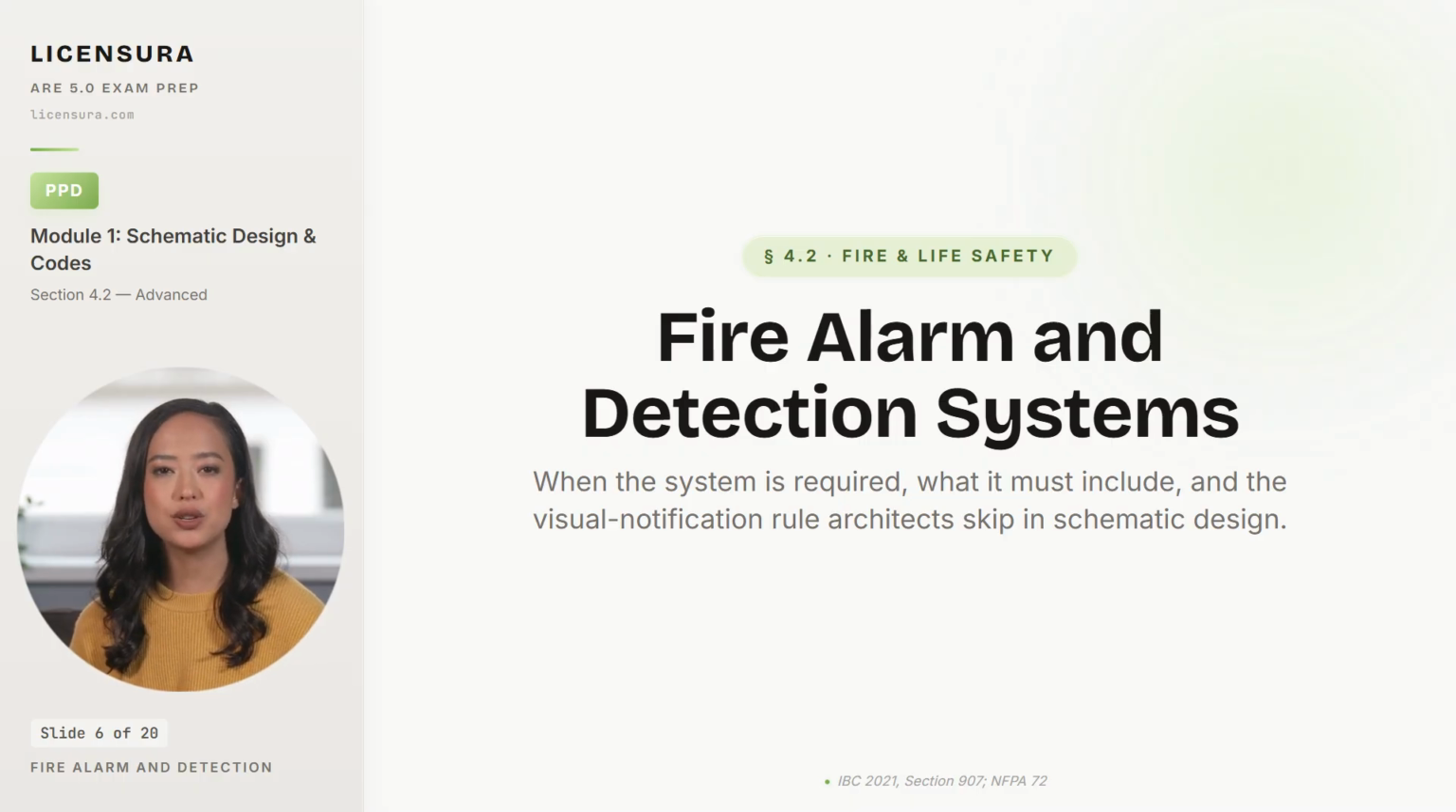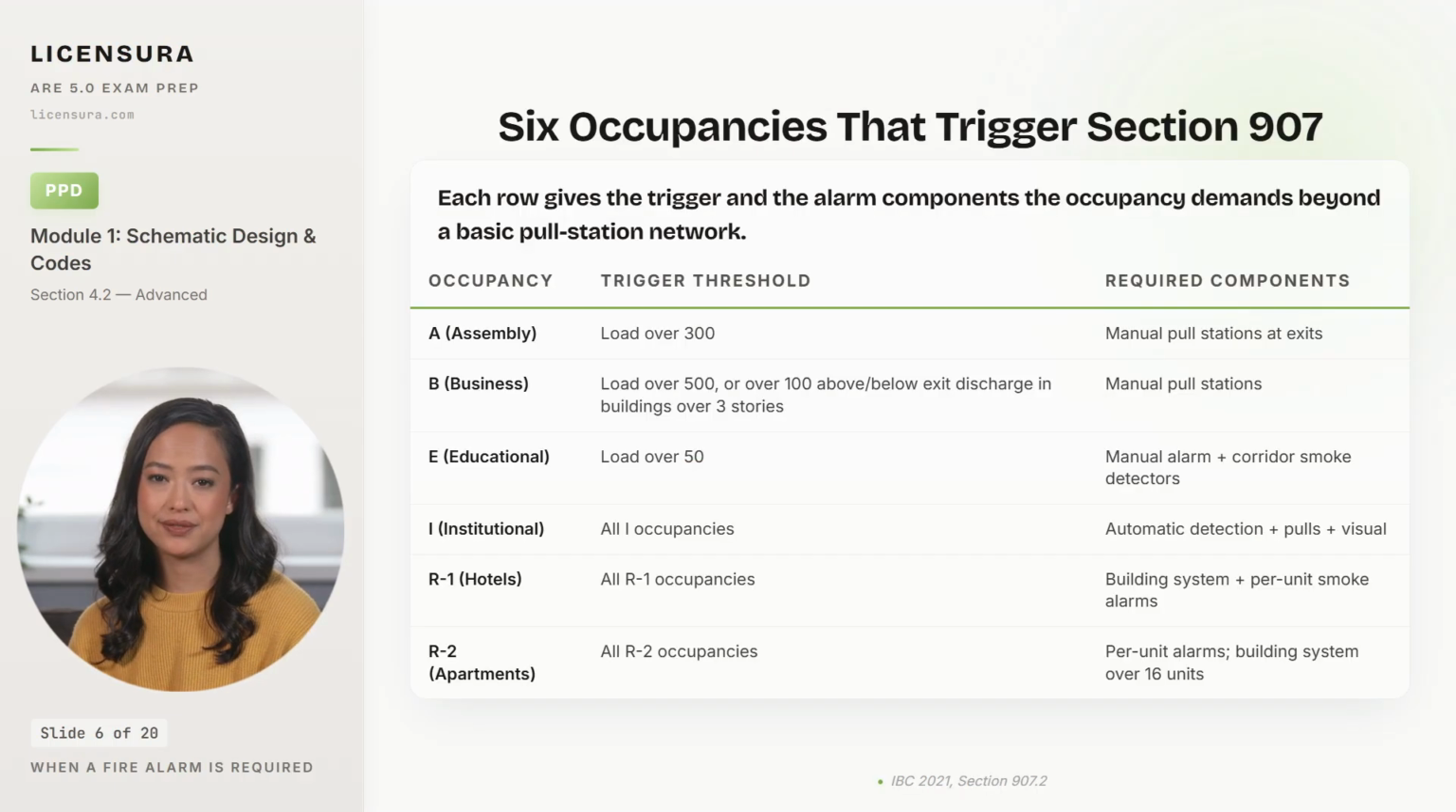The trigger thresholds vary by occupancy, and a short table covers the 6 groups that show up on the exam. 6 occupancies. 6 different ways to land in a fire alarm requirement. Group A assembly triggers at occupant load over 300, and the package is straightforward. Manual pull stations at every required exit, nothing more.